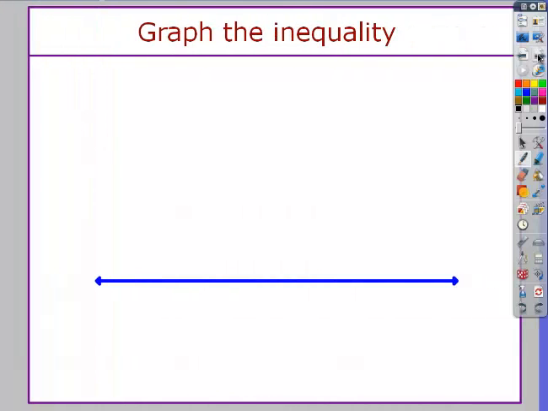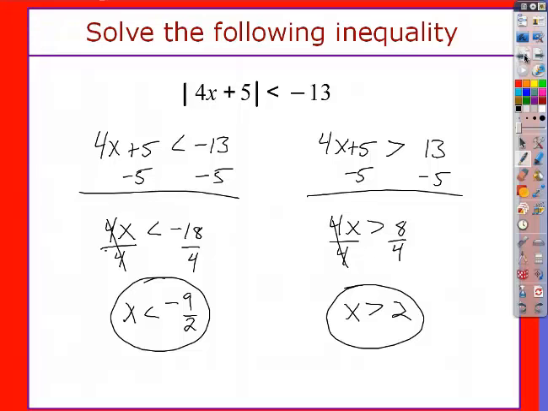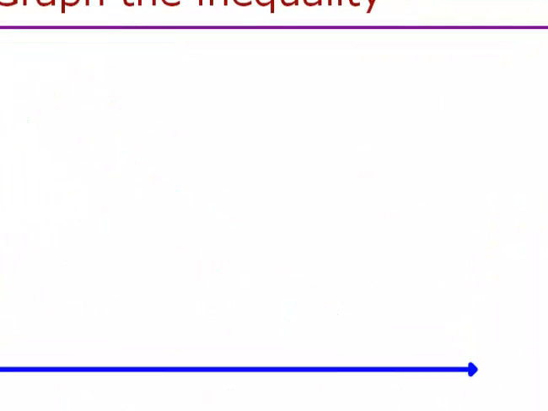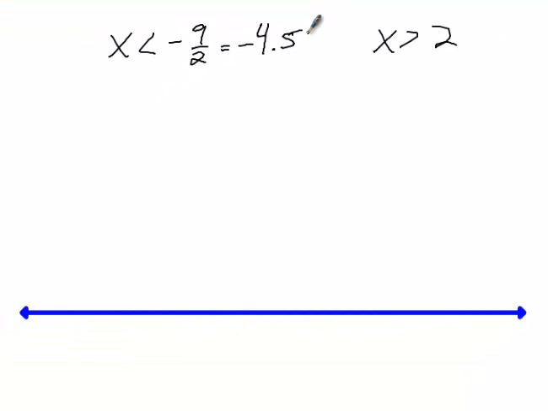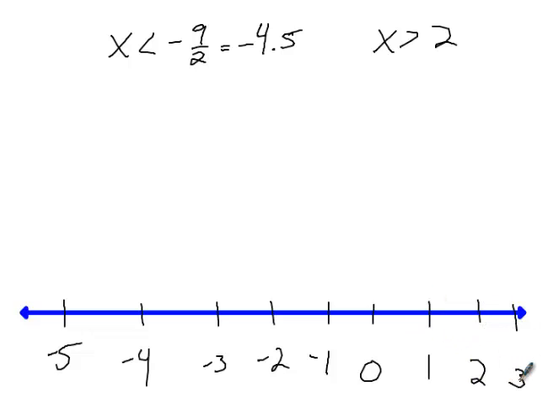Okay, and now graph the inequality. So we're going to come back. We need to graph x less than negative 9/2 and x greater than 2. Again, 9/2 is going to be negative 4.5. We need to figure out where to place that, right? And we should know by now that it's between negative 5 and negative 4. And then we need to get up to 2. Then go 1 past.